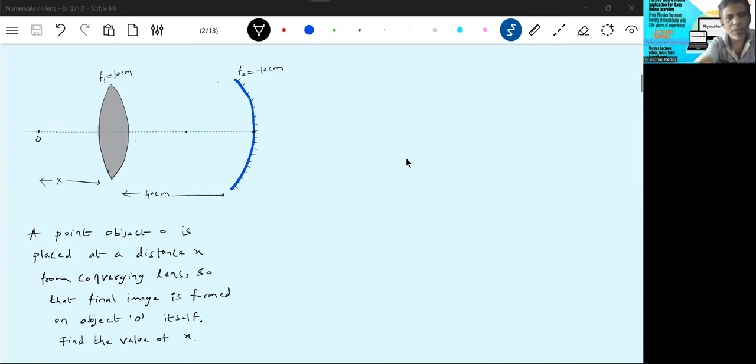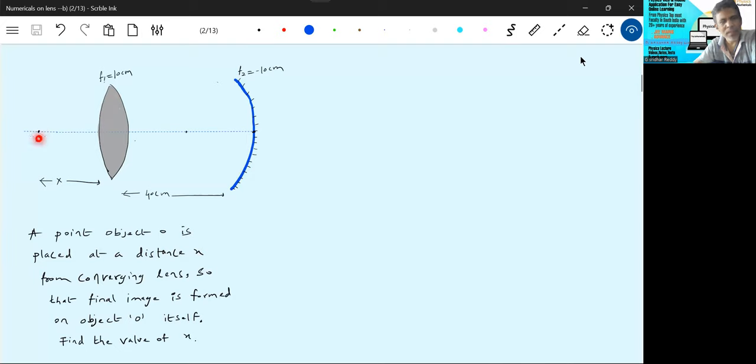A point object O is placed at a distance x from a converging lens, so that the final image is formed on the object O itself. Find the value of x. So we have here a converging lens with a concave mirror. This is the object here. The final image should be there only.